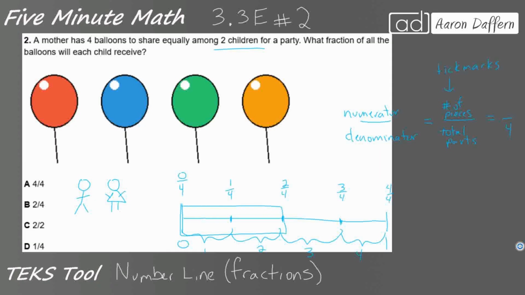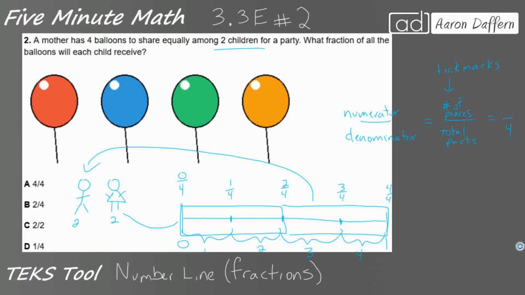Okay, so if you were to take these two right here, they have to be equal groups. If they're not equal groups, then they're not fractions. But you see how I've grouped, this is for that first kid, and this is for that second kid. And if they get the same amount, then that is an equal group, and that's going to work. So each kid is going to get two balloons, which we could have solved without drawing all this. But how do we represent that as a fraction?